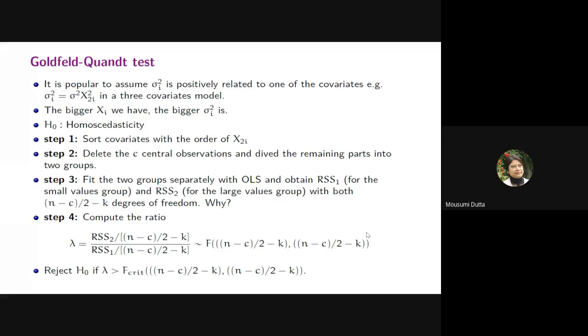So this is the logic of the Goldfeld-Quandt test. First I consider a covariate to which my variance is related, and then we order that variable in increasing order of magnitude, delete C central observations, and then fit two separate regression models, calculating RSS1 and RSS2. We then compute lambda using RSS1 and RSS2 with their respective degrees of freedom, following the respective chi-squares, and it will follow the F statistic.